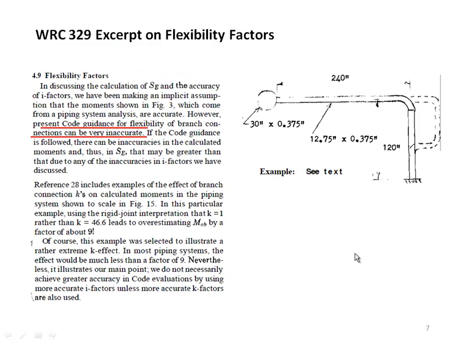In WRC 329, Ev Rodabaugh talks about how the K equals 1 guidance in the B31.3 code may be inaccurate. Mr. Rodabaugh says that the inaccuracies may be greater than that due to any of the inaccuracies in the I factors. So the question then becomes, where can we get more applicable K factors?